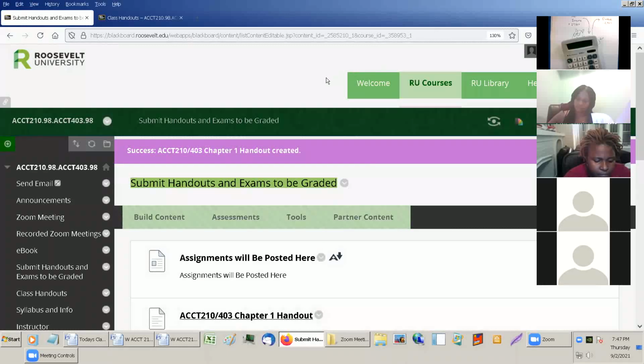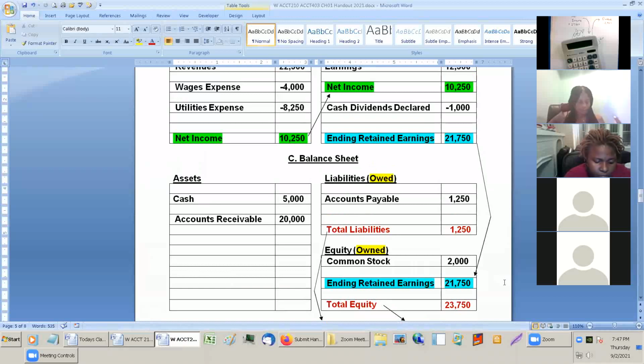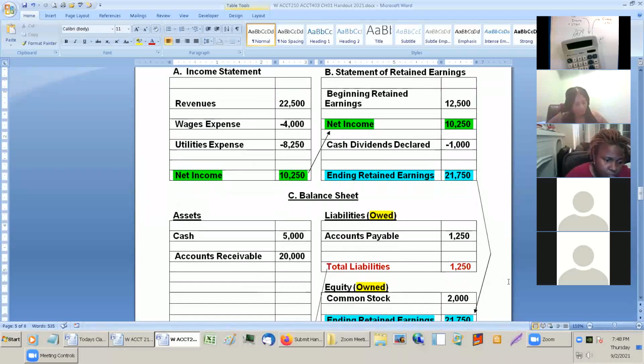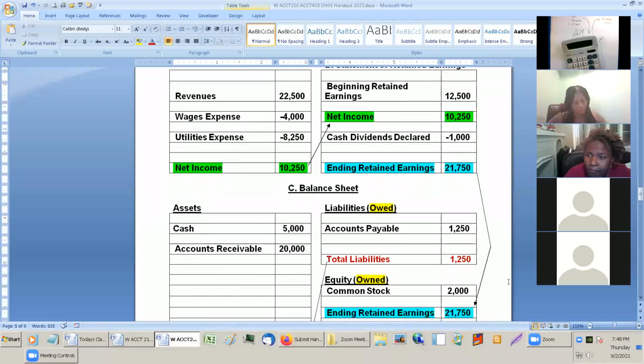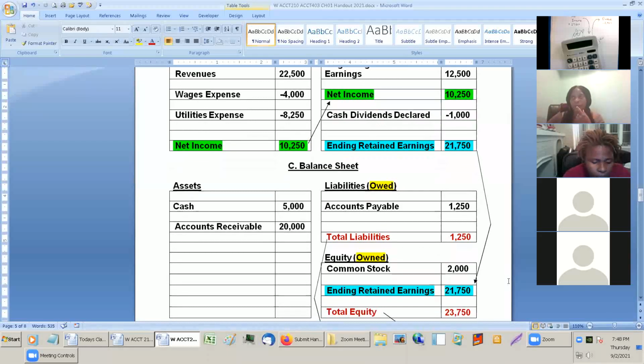Okay, questions? Any question on that? Yes, I have a question. When I was doing the assets part, why is accounts receivable an asset and not a liability?